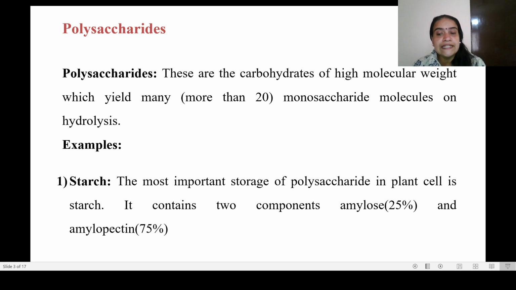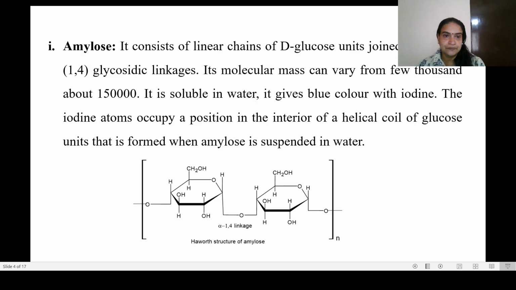Amylose, the percentage is around 25%, and the amylopectin percentage is 75%. So the partial structure of starch consists of 75% amylopectin and 25% amylose. Let us see the structure of amylose. This is the partial structure, Haworth structure, of amylose, which consists of linear chains of alpha D glucose units.